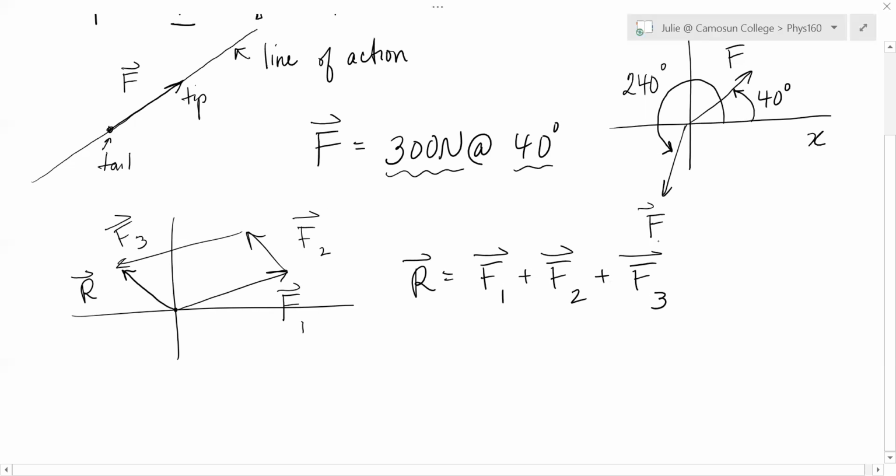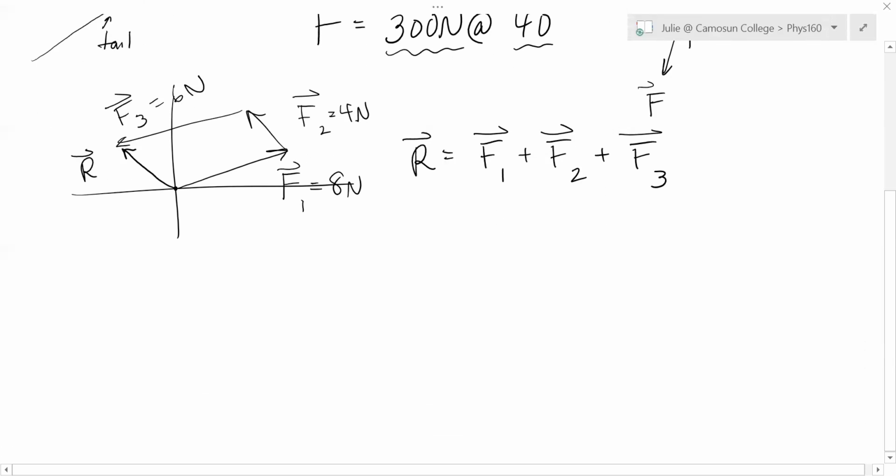And beware that this is a vector sum. This is not an algebraic sum. So if these forces had magnitudes of, say, 8 newtons and 4 newtons and 6 newtons, their sum is not equal to 8 plus 4 plus 6. You can see that the length of this resultant is definitely not 8 plus 4 plus 6. The only way the resultant would equal that is if all these forces lay in one line. So we need different rules for adding up vectors.